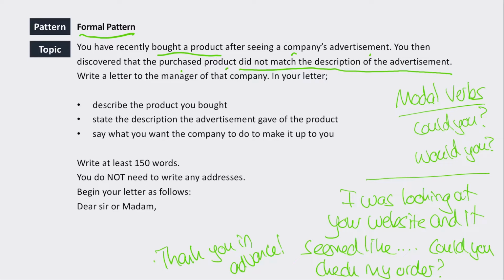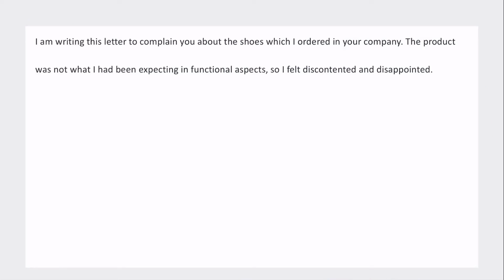Okay, so write a letter to the manager. Describe the product you bought, state the description of the advertisement that gave the product. So this is nice comparing. What they really want you to do is compare what you saw and what they said it was going to be like. Say what you want the company to do to make it up to you. What do you want them to do? This is something you could actually do in real life, calling out a company on Twitter or something. Okay, so let's see what this candidate's written.